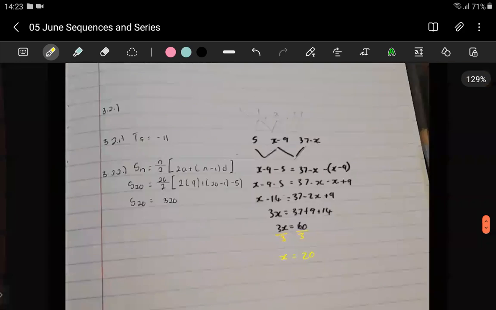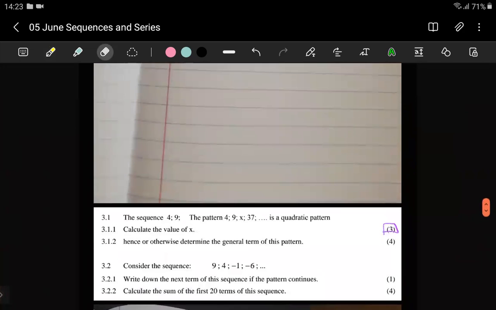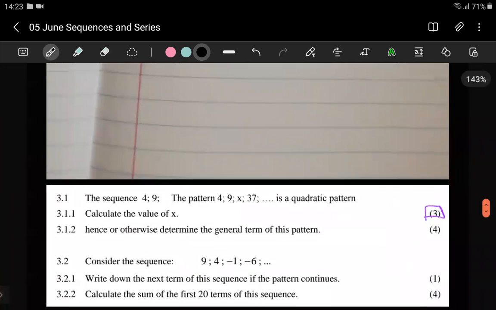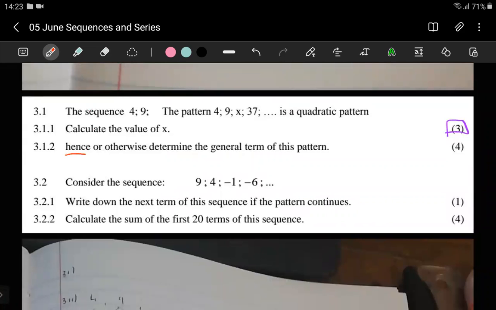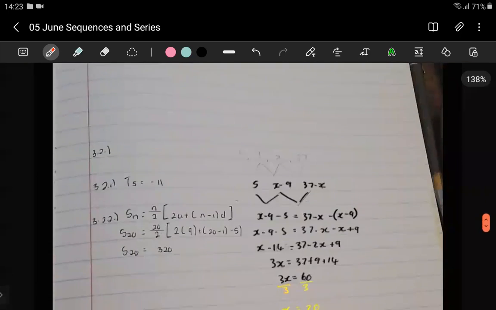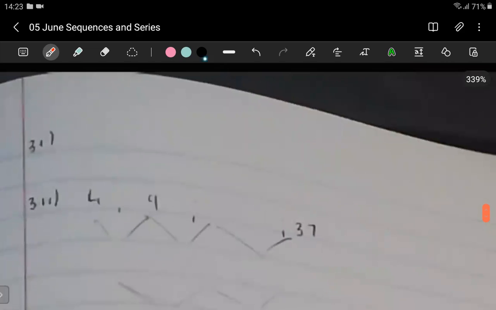Okay, so that's for x. It's also the reason why it's a 3-mark question, because they know we don't have to do a lot of heavy lifting. So for 4 marks though, you're going to need to make use of what you've just worked out. It says, hence or otherwise determine the general term. As long as we now have the value of x, remember we said x is 20, so there's a 20 here.